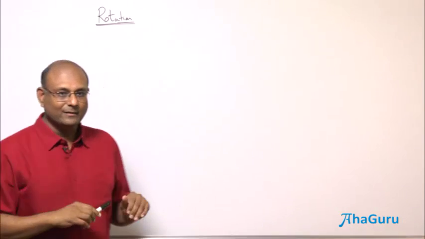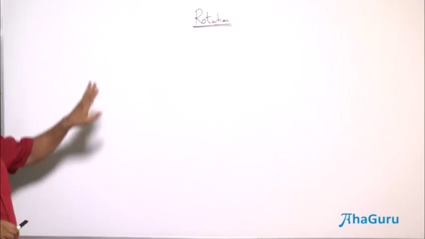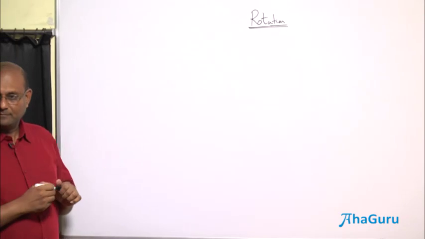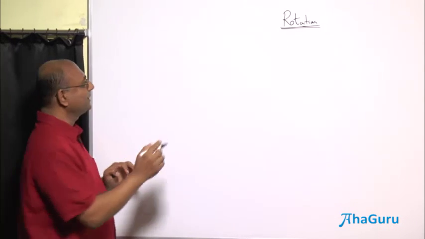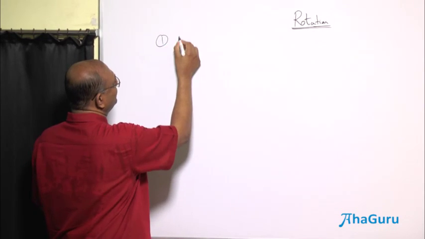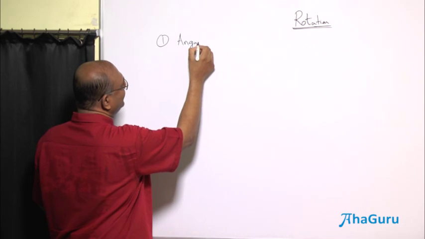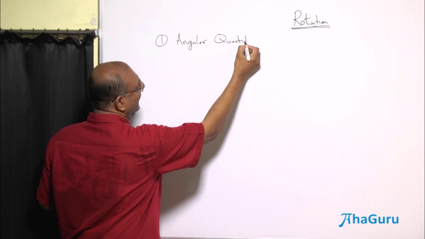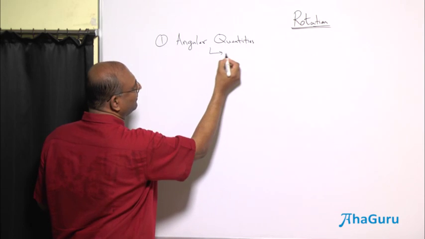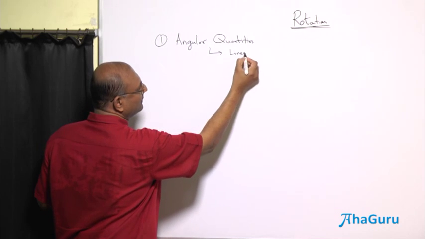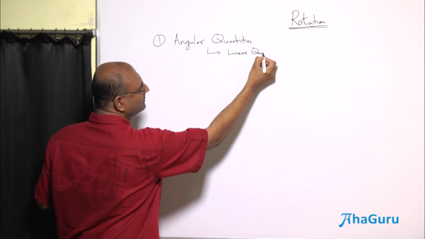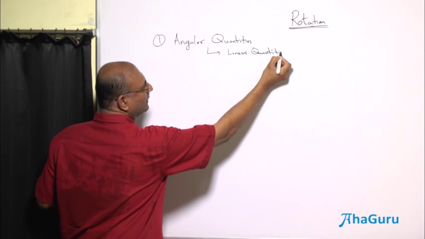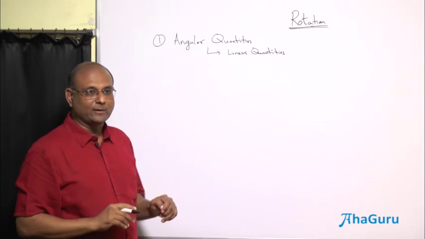In general, there are three quantities that we need to really understand deeply. You're going to use them everywhere in rotation. The first one is to understand what angular quantities are. And from angular quantities, we should be able to derive something that we call linear quantities. Now, you are already used to linear quantities. That's what we are using.